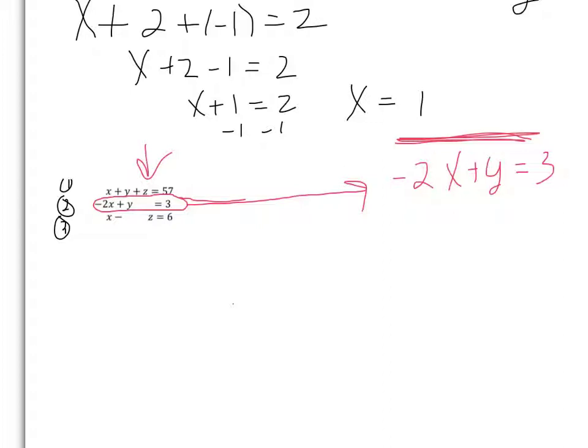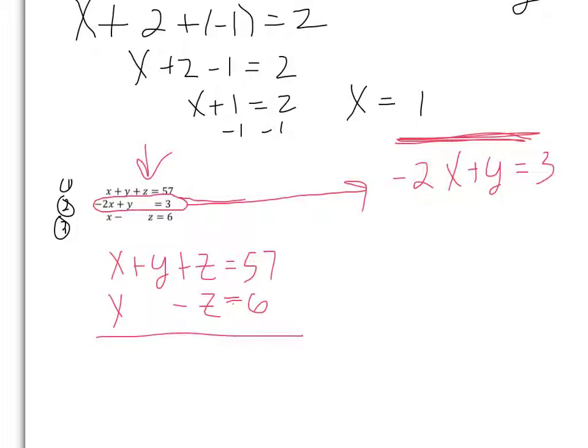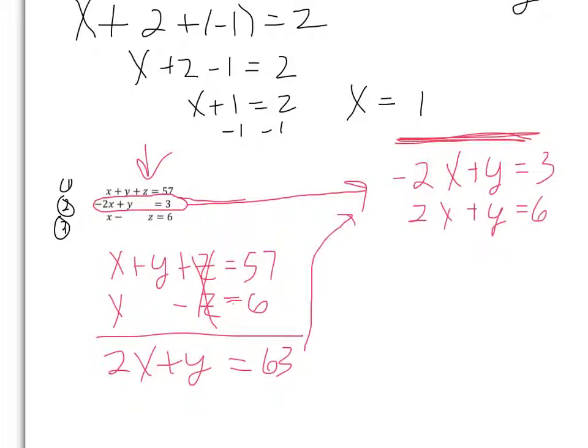So right here we have x plus y plus z equals 57, so that's the first equation. Then we have x minus z equals 6. That's the second. And we could put 0y in here, but it's not necessary. So if we add these up, x plus x is 2x. y plus nothing is y. Our z's cancel out. And 57 and 6 is 63. So now we can pull this over to the side. We have 2x plus y equals 63.